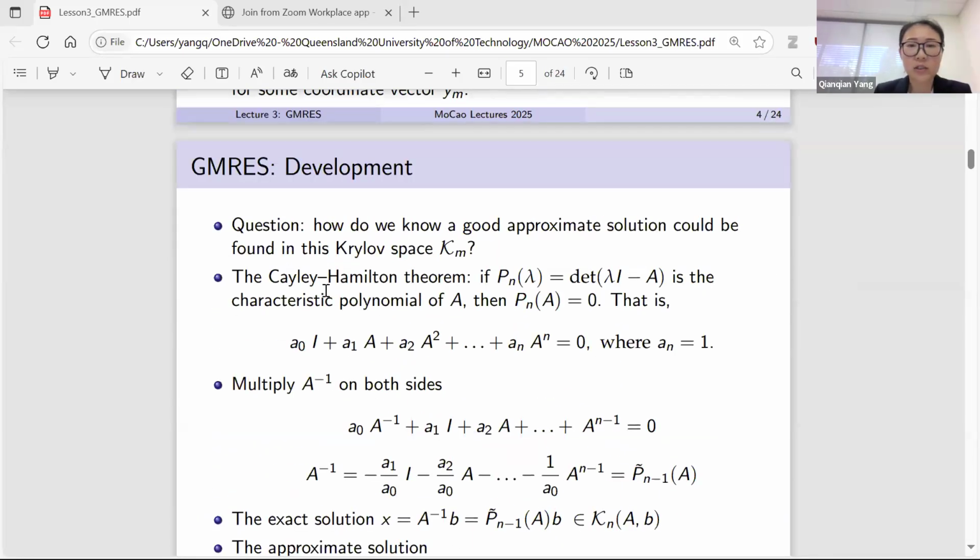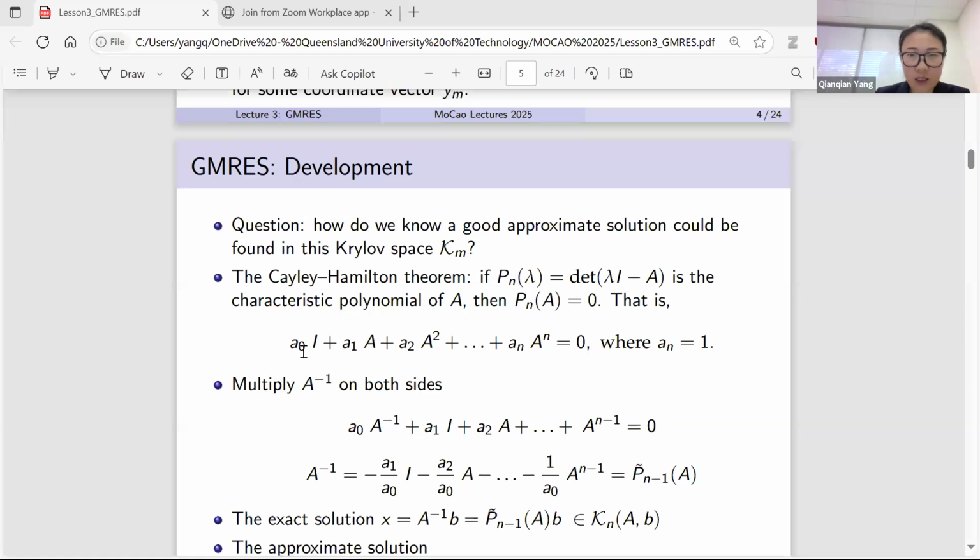According to the Cayley-Hamilton theorem, if p_n is the characteristic polynomial of A, then the matrix A satisfies its own characteristic polynomial, so p_n(A) = 0. That means we have a0 times I plus a1 times A plus a2 times A squared, and so on, and this polynomial equals 0. And note here that a_n is 1, the leading coefficient is 1.